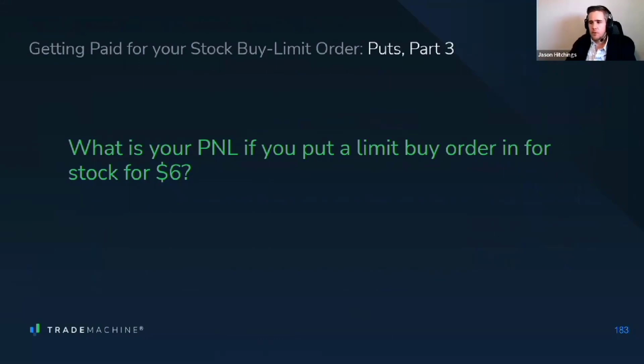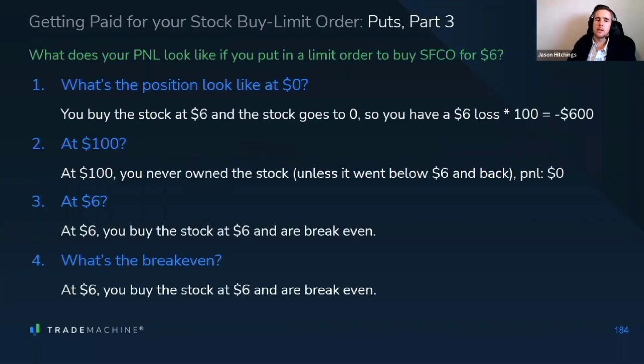So now let's compare that for a quick second to if you did a buy limit order. So if you said, I want to buy stock anytime it goes below $6, what does that look like? Well, if it goes to 0, you still lose 600 bucks. If it goes to 100, well, you have no profits because you never were able to buy in at $6. At $6, you're break even.